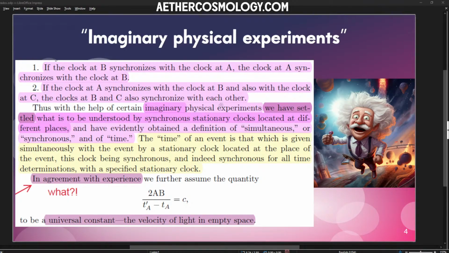And then he says, in agreement with experience. So when he says this, all he's referenced at this point in the paper is his imaginary physical experiment about the clocks. And then he also referenced that we didn't measure any motion of the Earth. There's only two things he's mentioned. So that's what he says is in agreement with experience. He says, we further assume the quantity c to be a universal constant, the velocity of light in empty space.